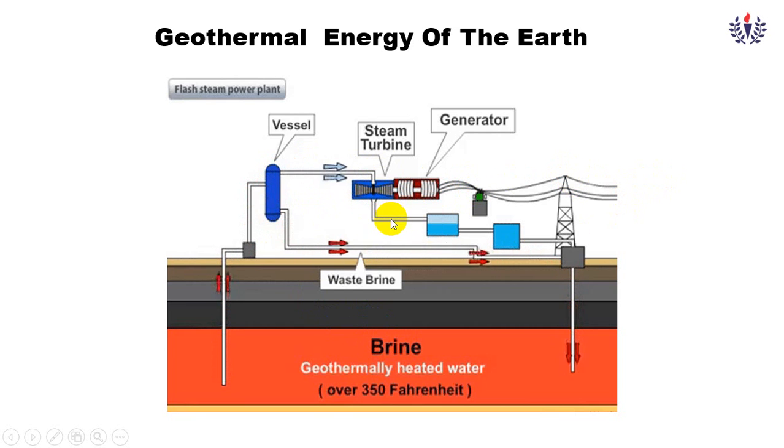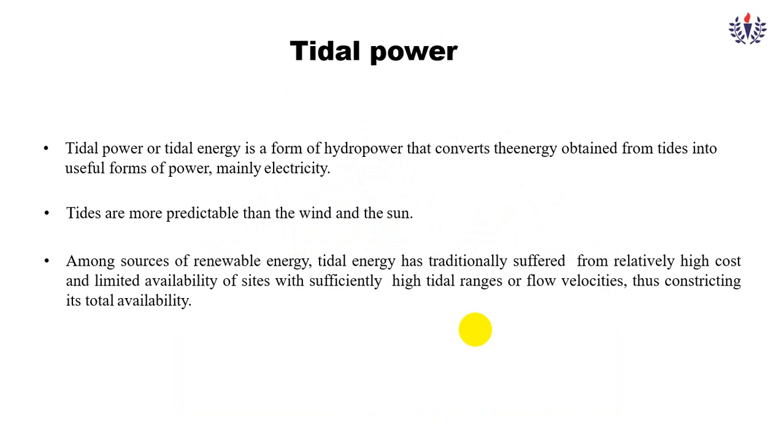This mechanical energy is converted into electrical energy, then goes to the transformer and transmission lines. Once again the used water is recycled in this form, so there is a cycle of the process. This is the closed loop system of geothermal energy. Next one is tidal.